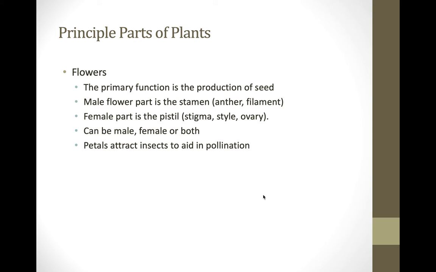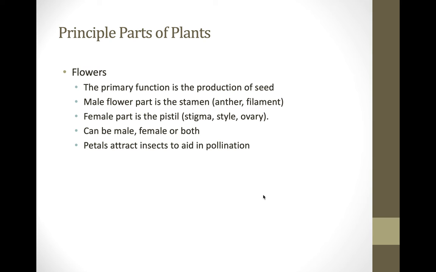Same thing happens with these flowers. This ovule is going to get bigger. This ovary is going to continue to get bigger and bigger and bigger. And as that ovary continues to get bigger and bigger, it becomes a fruit. So whenever you are eating apples and oranges and things like that, you are actually eating a plant ovary.